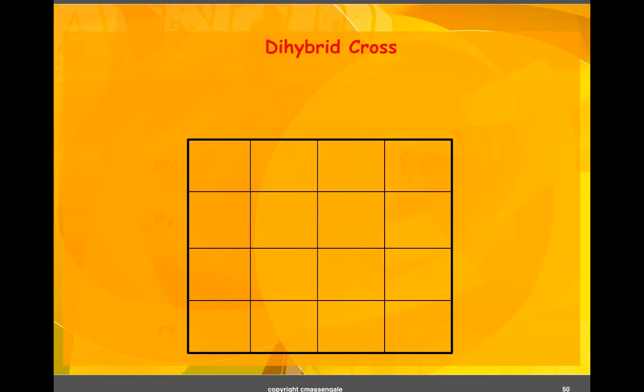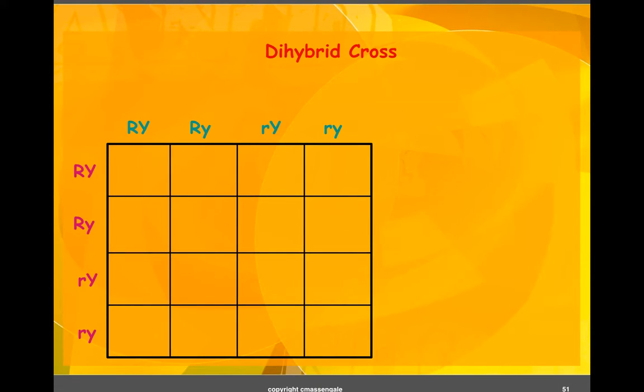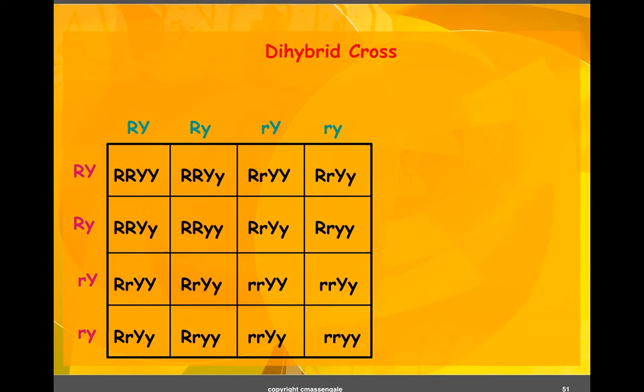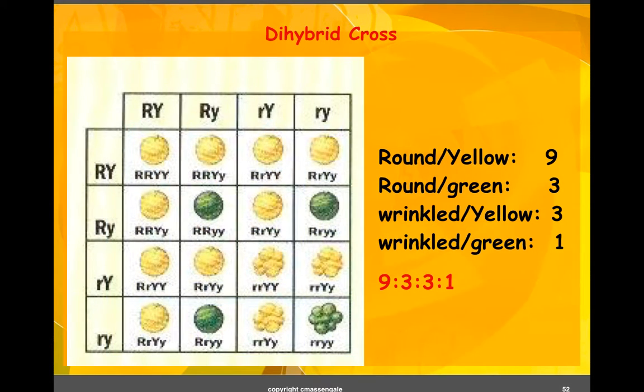If I want to create a dihybrid cross, I need to put every single possible gamete for the mom and the dad, and then I complete them. In the end, I end up with round and yellow peas, 9 of them. Round and green peas, 3 of them. Wrinkled and yellow are 3, and wrinkled and green is 1. So this is a phenotypic ratio of 9 to 3 to 3 to 1.